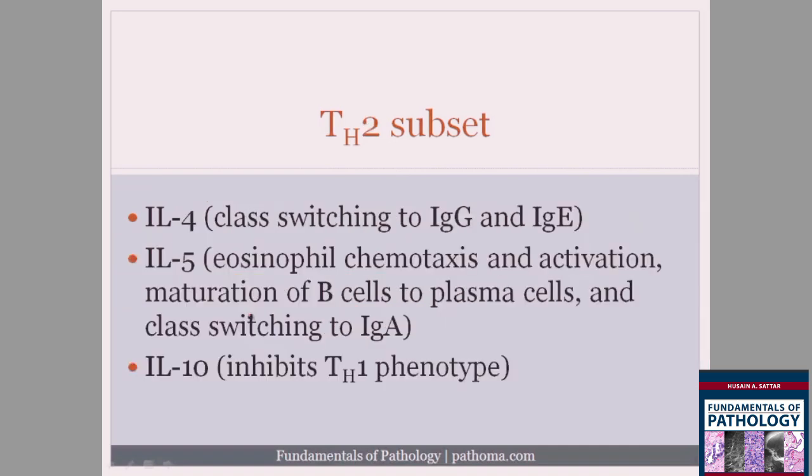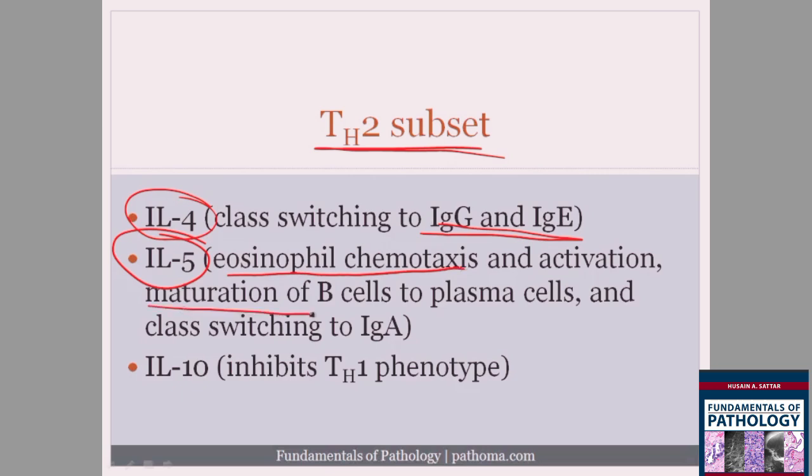The Th2 subset helps the B cells by producing IL-4 and IL-5. These are really the two big molecules that you need to be familiar with. IL-4 causes class switching to IgG and IgE, and IL-5 helps to bring in eosinophils, causes maturation of B cells to plasma cells, and allows for class switching to IgA.